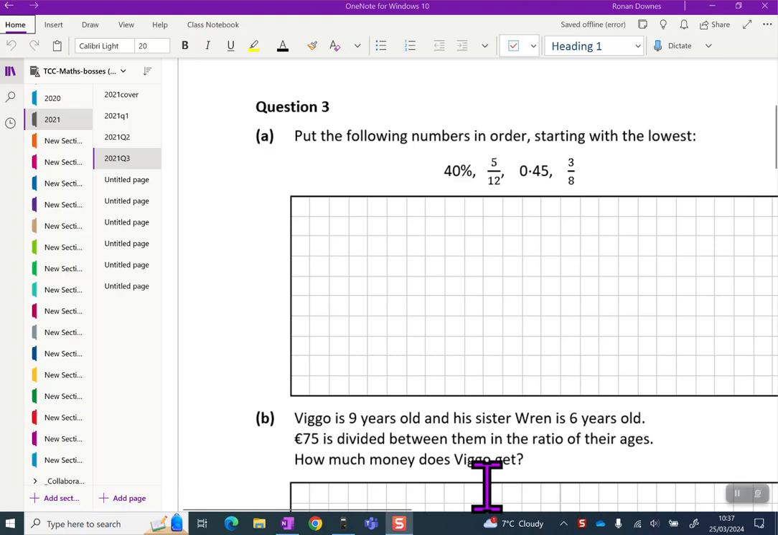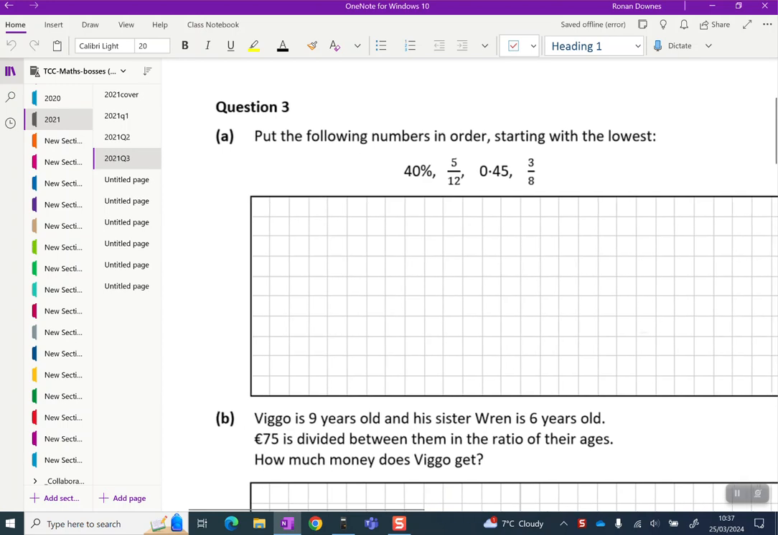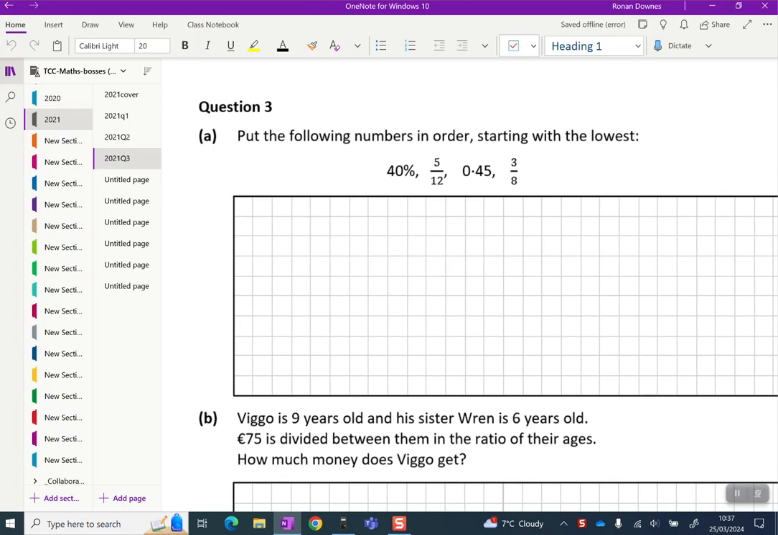Okay, welcome back, students. We're doing the 2021 paper, and it's question 3 we're looking at now. We want to put the following numbers in order, starting with the lowest. So 40%, we're going to convert all of these if they're not already done. The third one is done. So we're going to convert them all to decimal. Then we'll compare.